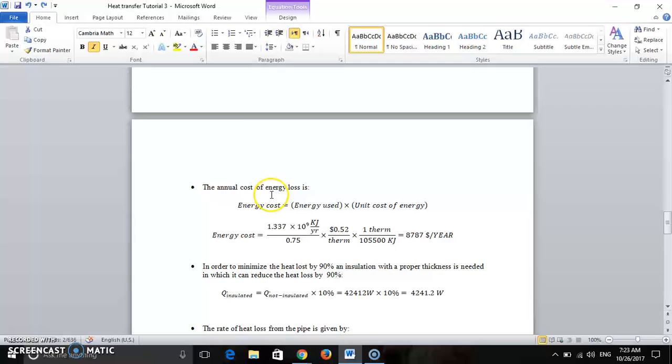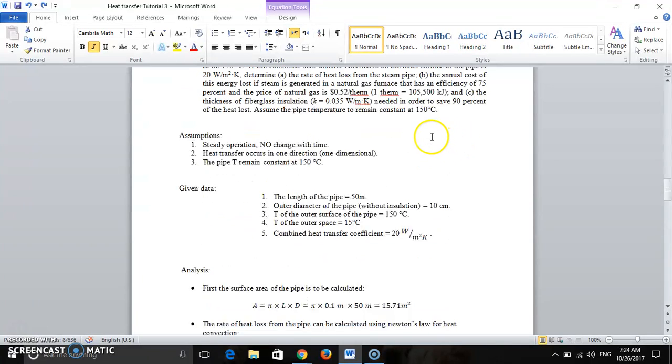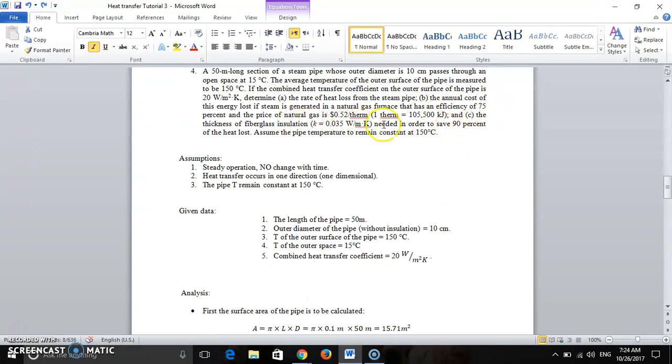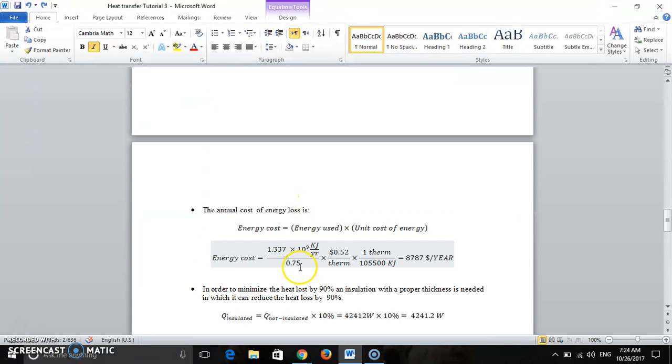So the annual cost of energy can be calculated using this formula. This formula states that energy cost is equal to the energy used. Energy used is this one, heat loss, but in the question we have only 75% efficiency, so we need to divide this value by 0.75 in order for us to calculate the energy used per year.